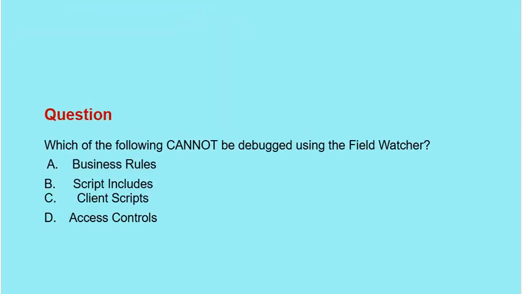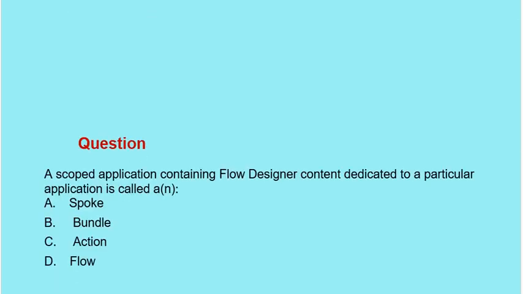Question is, which of the following cannot be debugged using the field watcher? Option A, business rules. Option B, script includes. Option C, client scripts. Option D, access controls. Correct answer is option B.